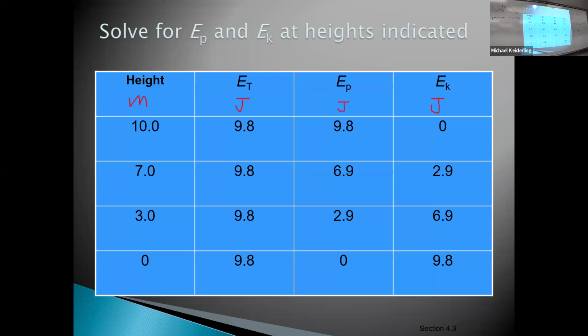But here, at a height of 10 meters, total energy is 9.8 joules, potential energy is 9.8 joules, kinetic energy is 0. As it falls down, potential energy decreases, kinetic energy increases, and the total stays the same.